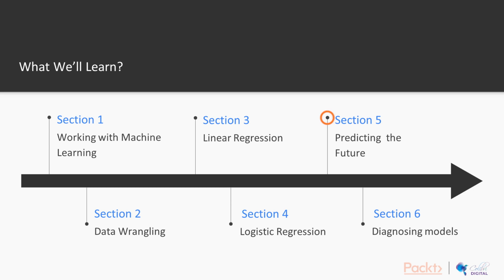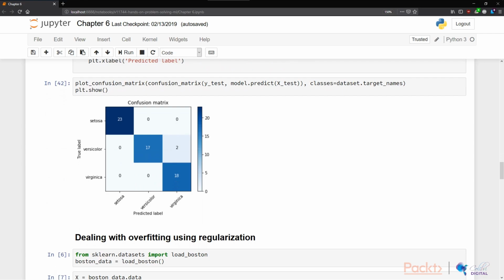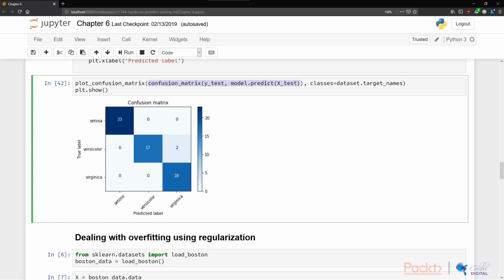With the basics out of the way, we're going to look at how we can problem solve by predicting the future, and how we can diagnose models and see what's wrong and how to improve them.